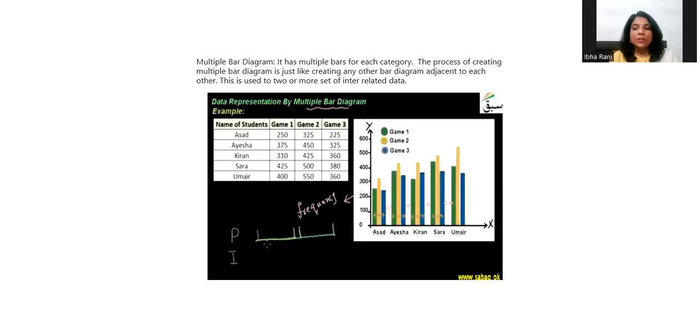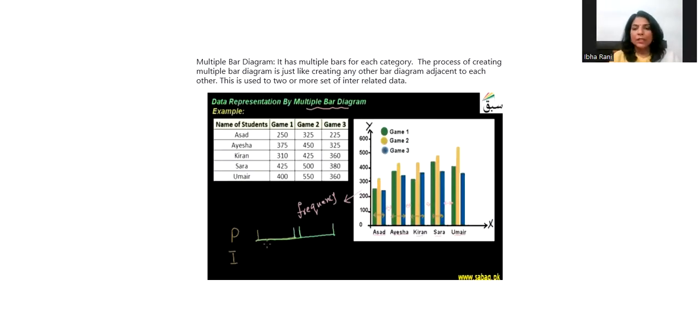Because it is unidimensional, it is only one dimension we are considering. But in the case of a rectangle, we will consider both length and width. But as it is a simple bar diagram, a one dimensional bar diagram, we have to consider only the length, not the width. The width should be identical in all the cases. So here Asad will be there.